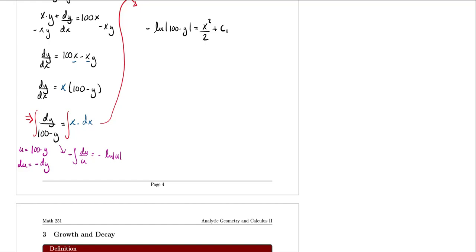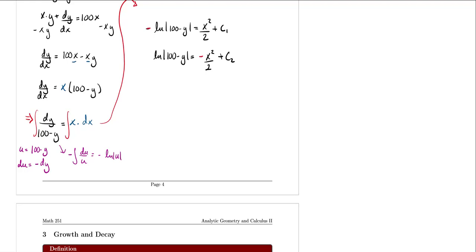At this point, since I do have a negative, I'm going to go ahead and multiply everything by a negative. So I'm going to have ln of the absolute value of 100 minus y equals negative x squared over 2 minus c1. But at this point, guys, since it's still a constant, this negative c1, I'm just going to call this one here a positive c2.